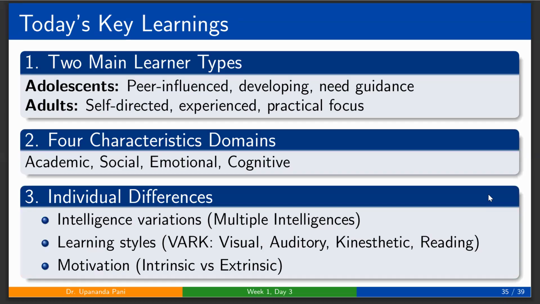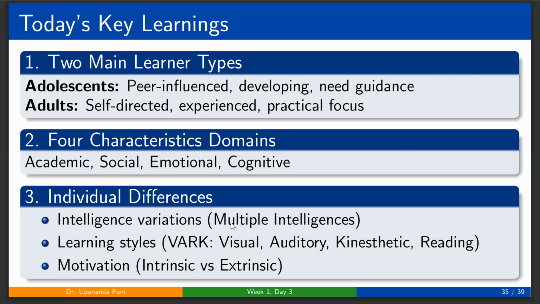So what have we learned? I think many of you have not given the correct answers. We have learned two important things from here. There are two types of learners, adolescent and adult. Adolescents are peer influenced and they need guidance, right? And adults are self-directed, experienced, with a practical focus. And there are four characteristic domains: academic, social, emotional, and cognitive.